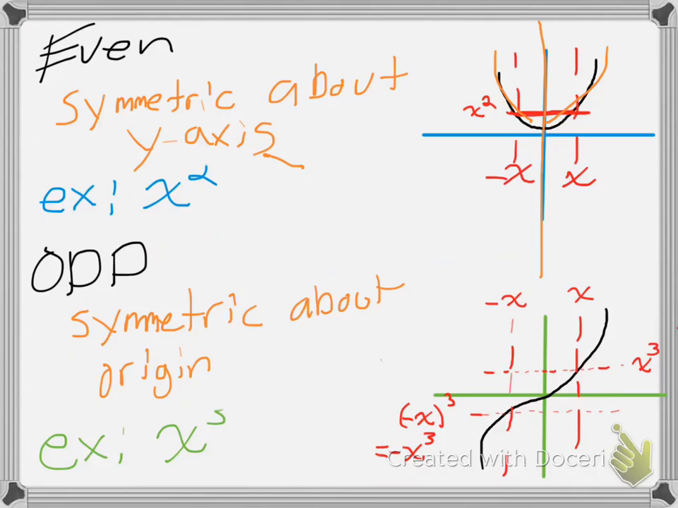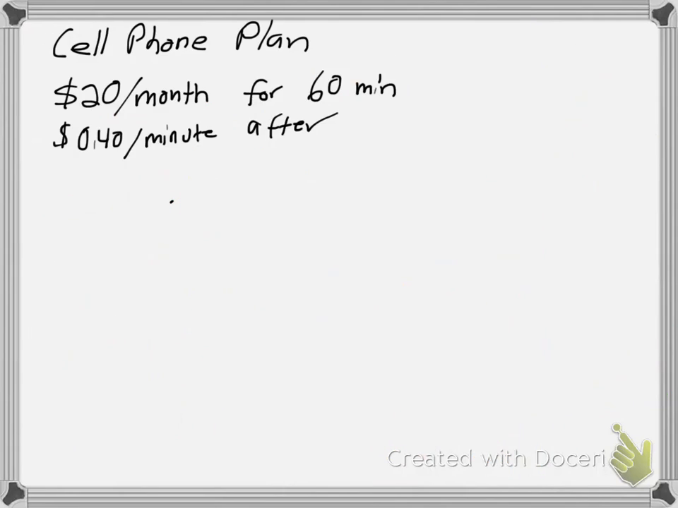So if I start at the origin and move to a certain point, it's going to be the same distance in the exact opposite direction to another point on the graph. So those are the same distance, except they're in the opposite direction. Alright? So the first one is symmetric about the y-axis, the second one is symmetric about the origin. So that's all you need to know about even and odd functions.